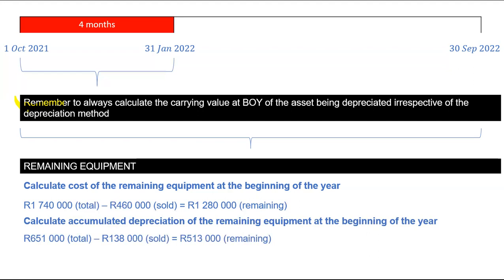Now we have cost of the remaining, we have accumulated depreciation of the remaining at the beginning of the year. It's time to celebrate because now we're going to go back to this point here that I highlighted. Remember to always calculate the carrying value at the beginning of the year of the asset being depreciated. Which asset are we depreciating now? We are depreciating the asset that was not destroyed.